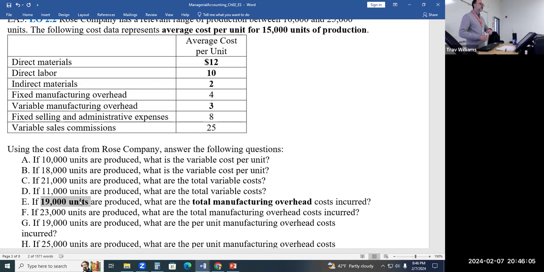That's right. We have to first figure out our total fixed costs, and then we can divide it by 19,000 and know our fixed costs per unit based on 19,000 units. So how do we get our total fixed costs? Add up your fixed variables.